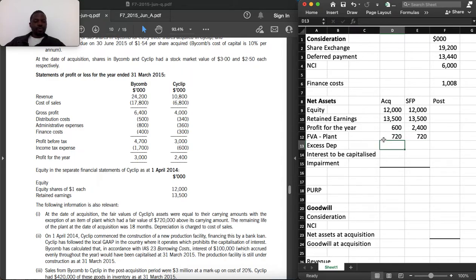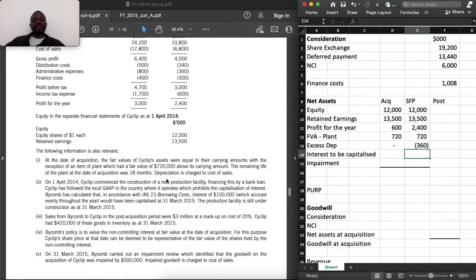If we have adjusted the asset, we need to also adjust for its excess depreciation. We are told here that the asset had a remaining life of 18 months, whereas the company was acquired 9 months ago, so we multiply by 9. We get 360 like that.